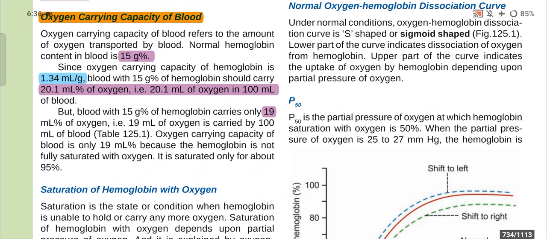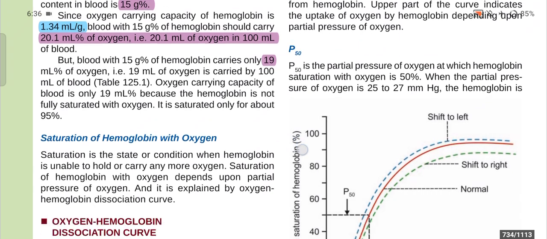So what is the reason that it is reduced? The reason behind this is that the hemoglobin is saturated with oxygen nearly about 95%, not 100%. That's why. Because the hemoglobin is not fully saturated with the oxygen, it is saturated only for about 95%. This is the main reason.